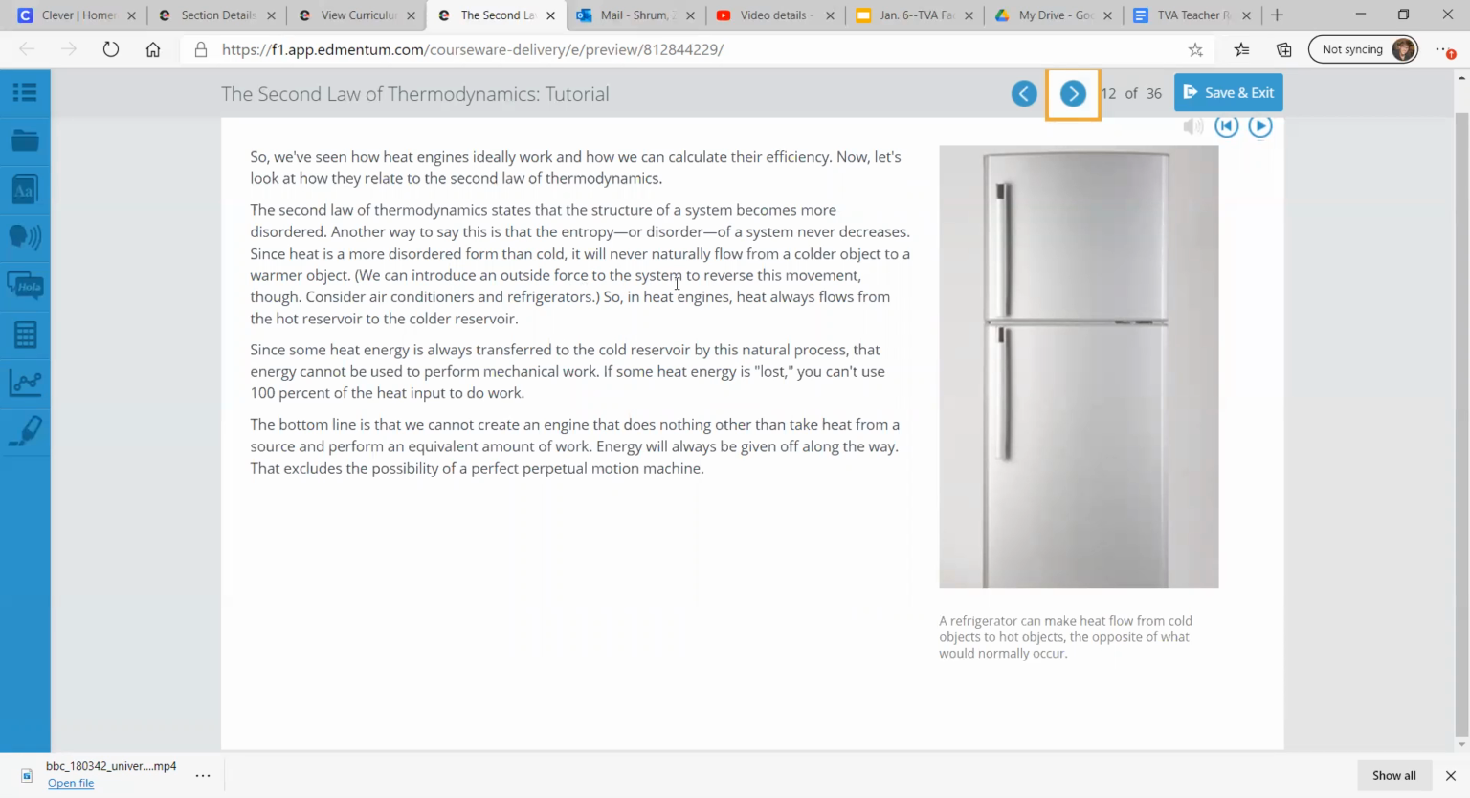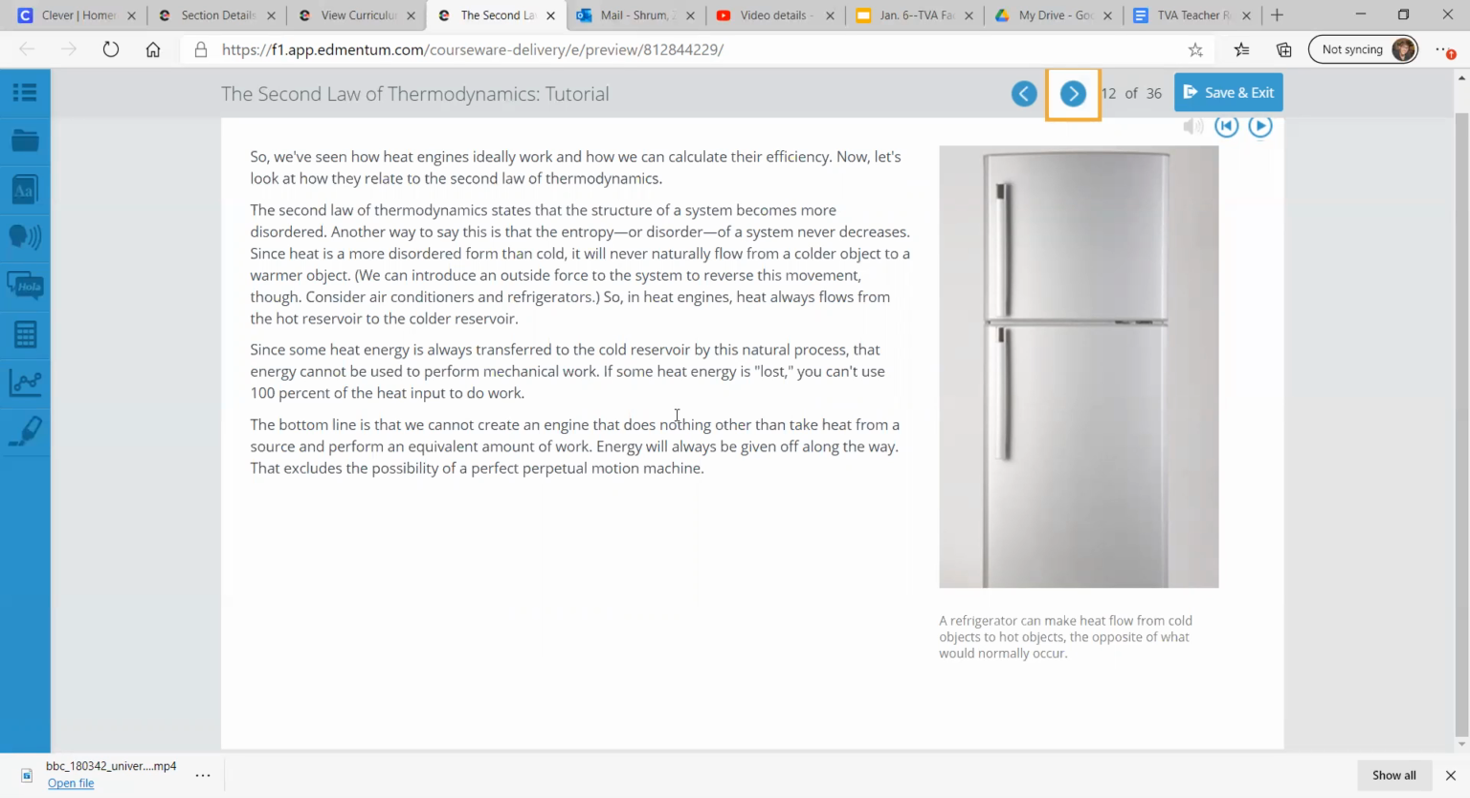You can introduce an outside force to the system to reverse this movement, though. And that's how air conditioners and refrigerators work. In heat engines, heat always flows from the hot reservoir to the cold reservoir. Since some heat energy is always transferred to the cold reservoir by this natural process, that energy cannot be used to perform mechanical work. If some heat energy is lost, you can't use 100% of the heat input to do work.